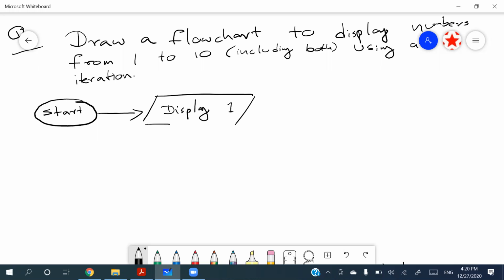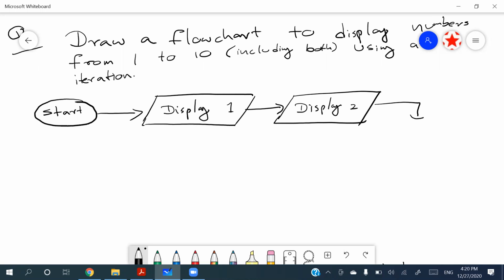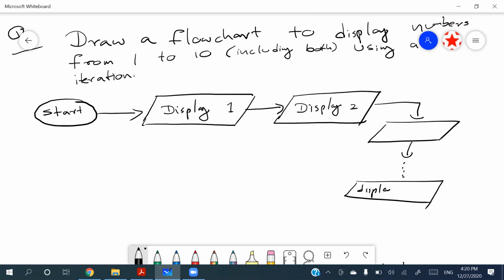So it's going to be an output. Then after, we are going to display 2. So it's another output box. Likewise you can use many displays. Likewise you can display the 10 and you can end. Now the output we need is correct.